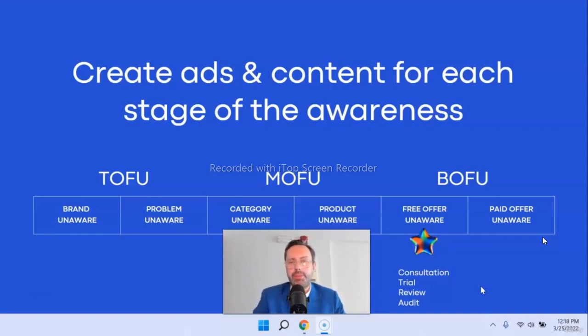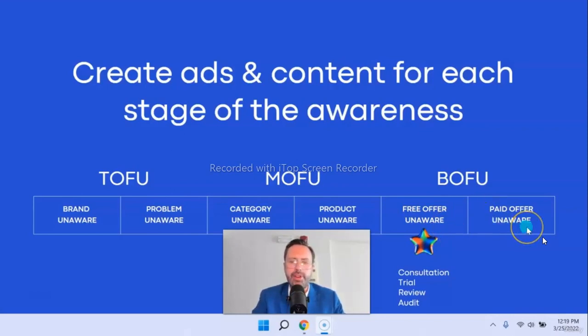Now, all too often what companies do is they only do this, but they kind of neglect the rest of the funnel, because constantly pushing something like a demo, which is a free offer unaware marketing tactic, is only going to be effective to an extent.